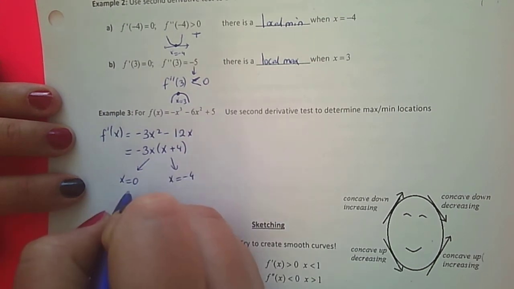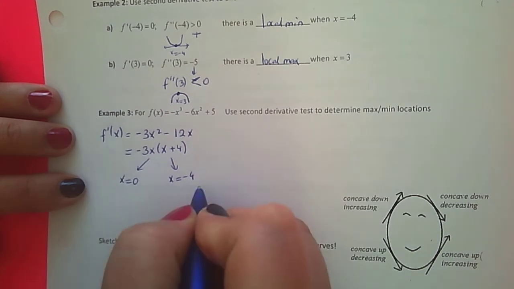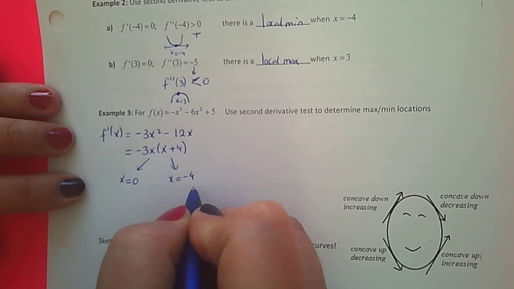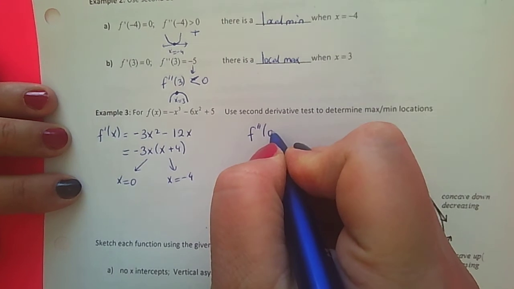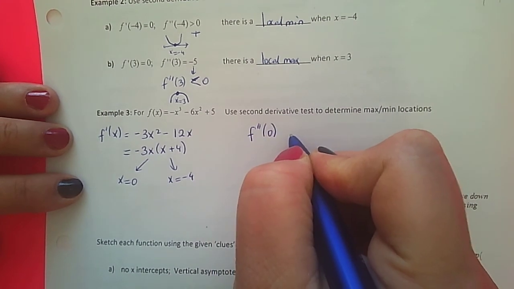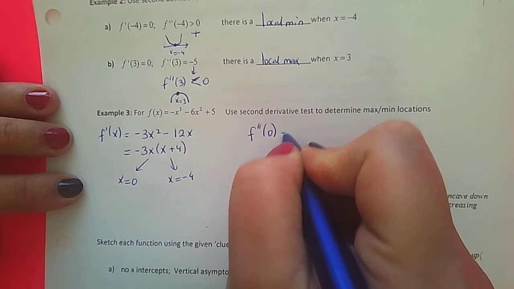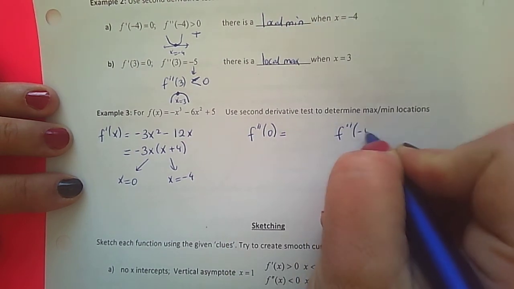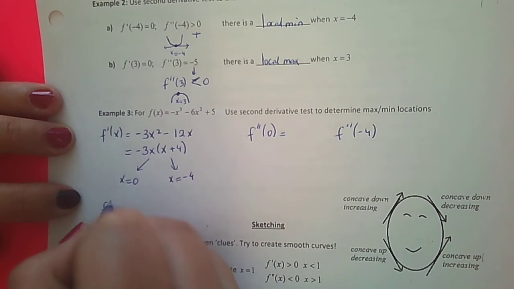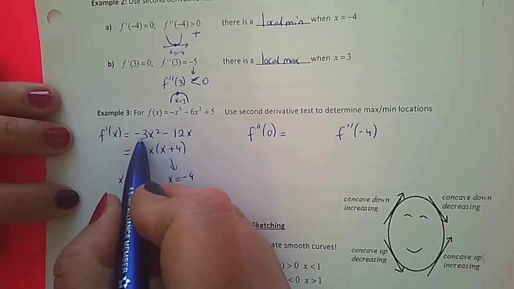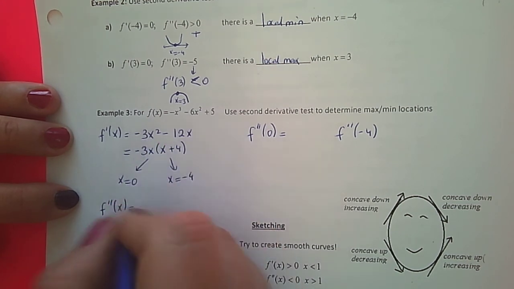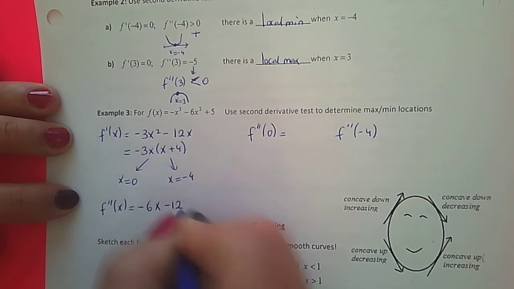So we want to know if we have a local maximum or minimum when x is equal to 0 and when x is equal to negative 4. But we want to do it not with the first derivative test, but with the second derivative test. So what we can do is take those values and substitute them in the second derivative function to see the sign of the second derivative. But first, let's get the second derivative function. So we take the derivative of the first derivative. The first derivative is negative 3x squared minus 12x. So we get negative 6x minus 12.